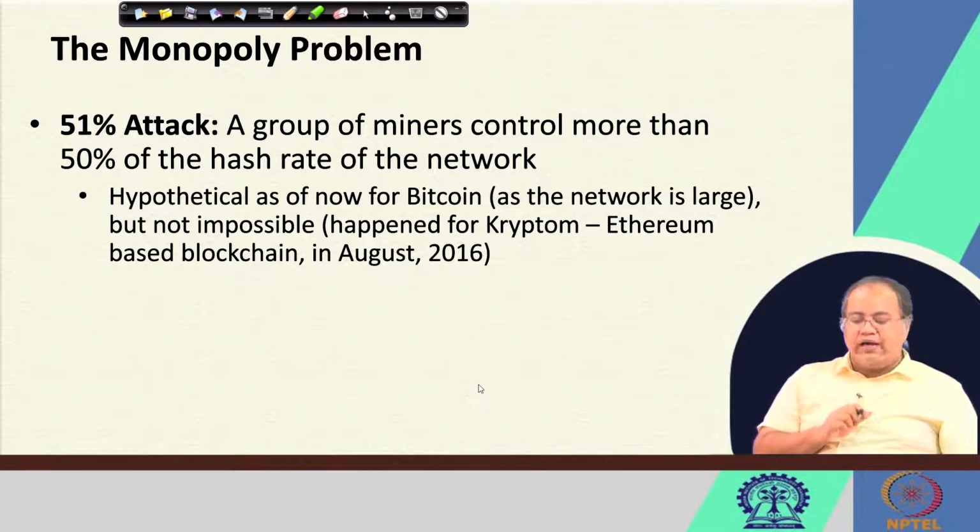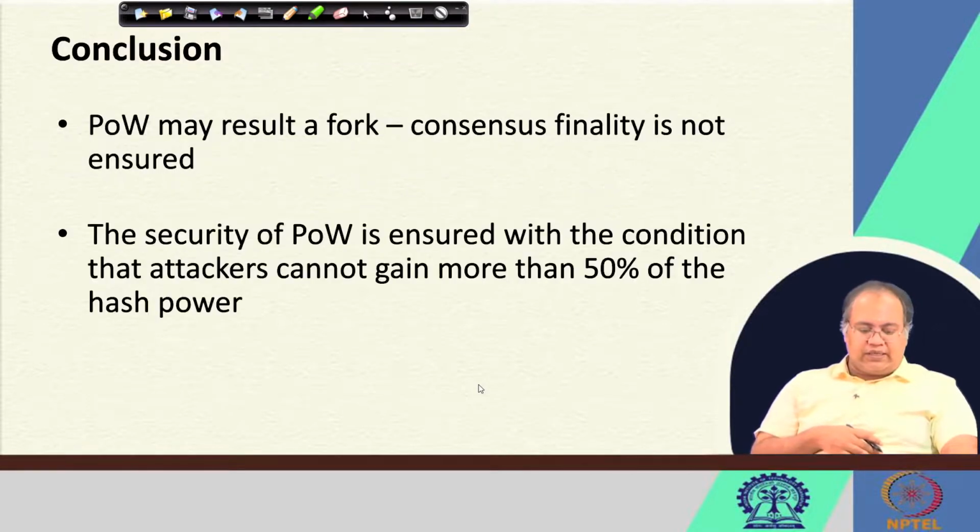Krypton is an Ethereum based blockchain architecture. On top of that Krypton, there was a 51% attack around August 2016, and the idea was that at that time the network was not that large, and when the network is not that large, it is easier for the attacker to collude the participants in the network. Well, and the moment the attacker gets control over more than 50% of the hash rate of the network, the attacker can actually collude the network. Well, so that is known as the 51% attack.